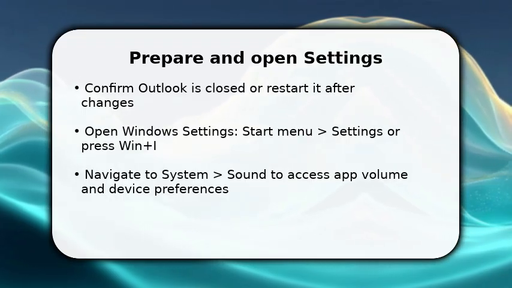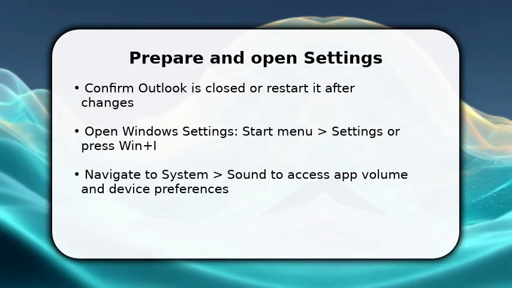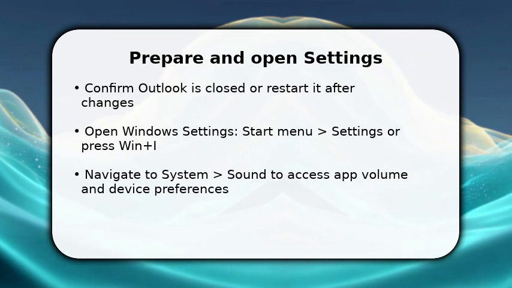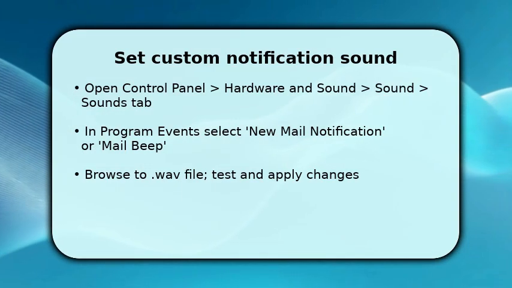If Outlook isn't listed yet, open Outlook briefly and repeat to populate the app list. This step lets you route and identify the app's audio target. Now you'll change the actual notification audio using the classic sound control.